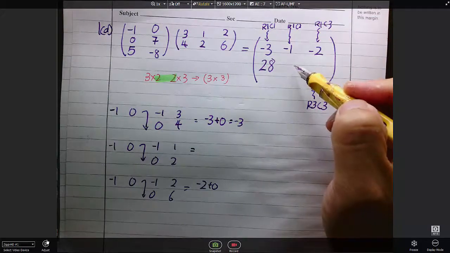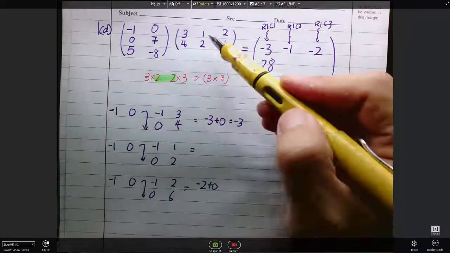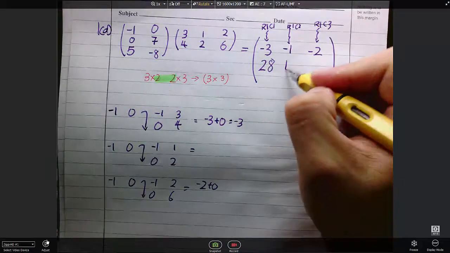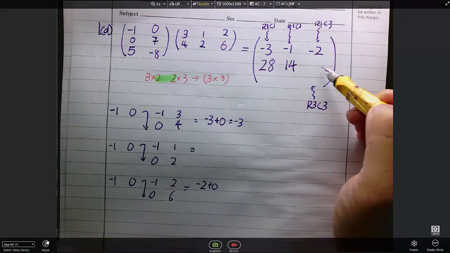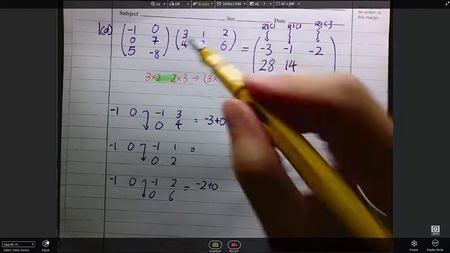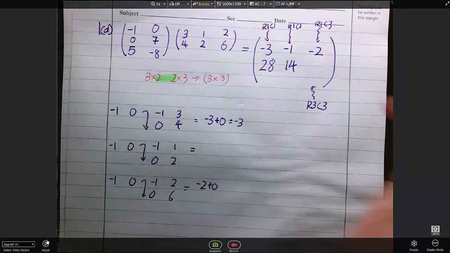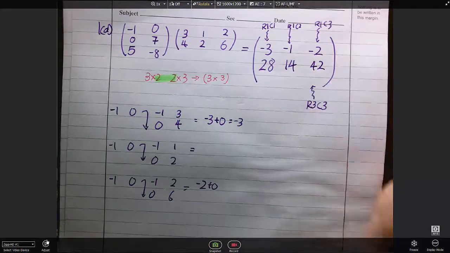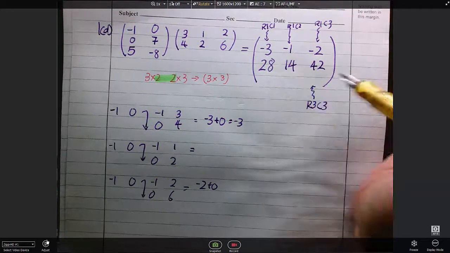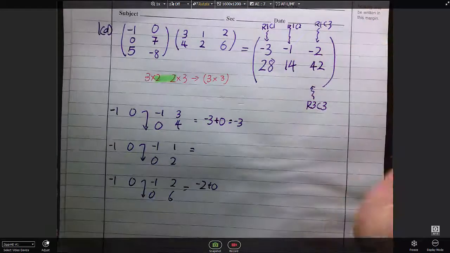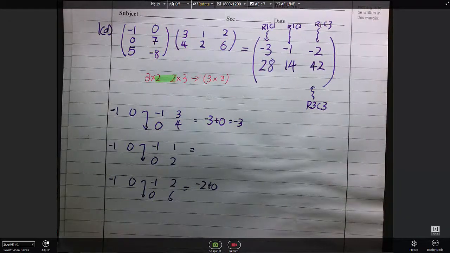This one here, row 2, column 2. Row 2, column 2 is 0 and 14. So it will be 14. Here, row 2, column 3: 0 times 2 is 0, 7 times 6 is 42. Last one, row 3, column 1: 15 minus 32 gives me -17.